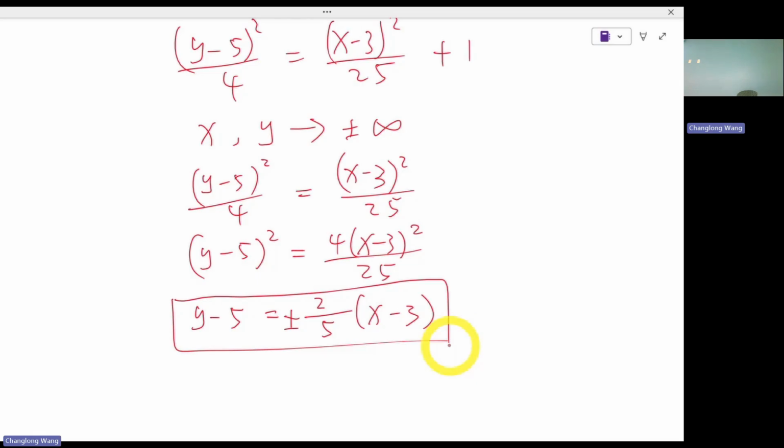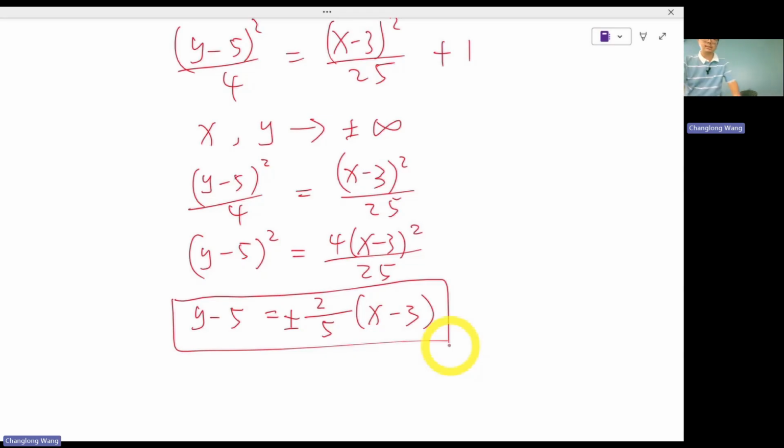Let's say if you go with a plus, y minus 5 equals 2 over 5 times (x minus 3). Does that look like an equation of a line to you? Did we have a name for an equation in such a form in college algebra? It's called point-slope form, right? You know what the slope is supposed to be. It came from a over b or b over a, right? The point, guess what that point is? That was the center of the hyperbola after you shift it.